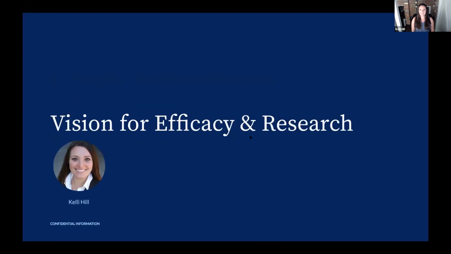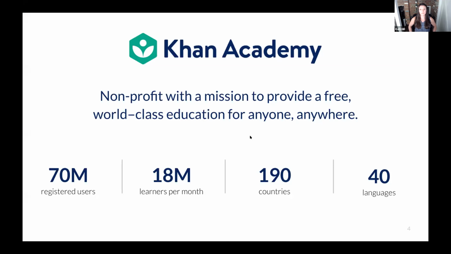So before I dive into the vision, for those of you who haven't kept tabs on Khan Academy or aren't familiar with us, we are a nonprofit with a mission to provide a free world-class education for anyone, anywhere. These stats on this slide are pre-COVID. They're much higher now. Now we're up to 100 million registered users, but before COVID, 70 million registered users with 18 million learners per month across 190 countries, and we're translated into 40 languages.